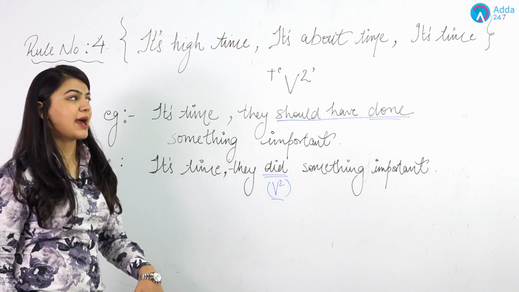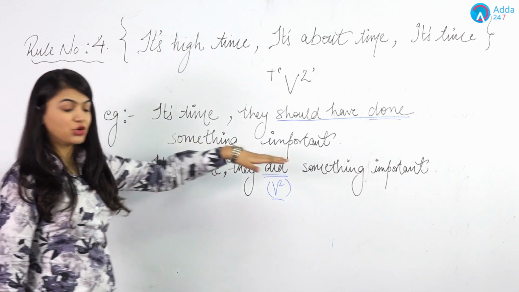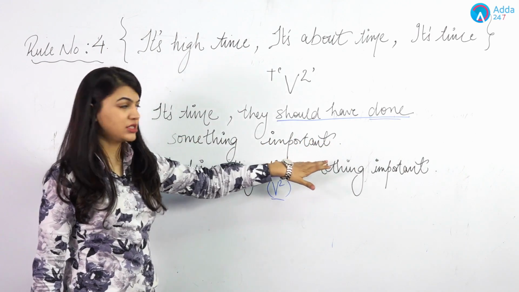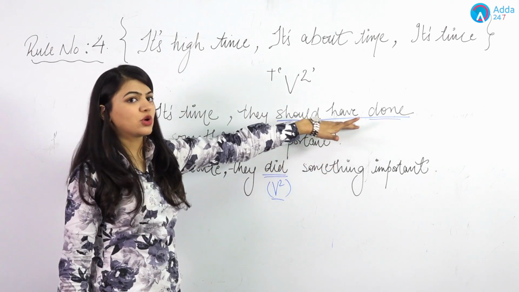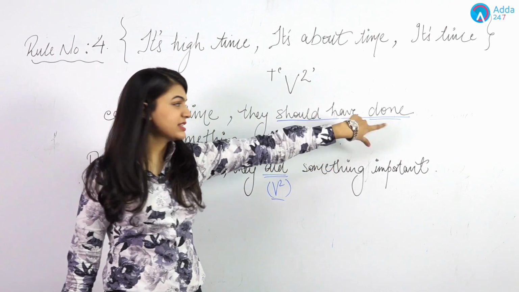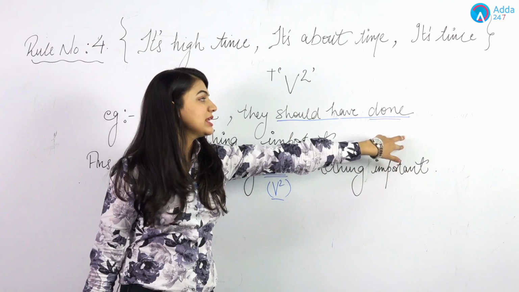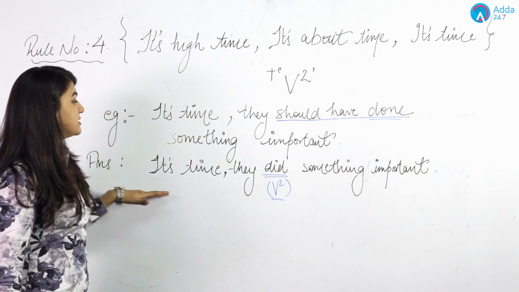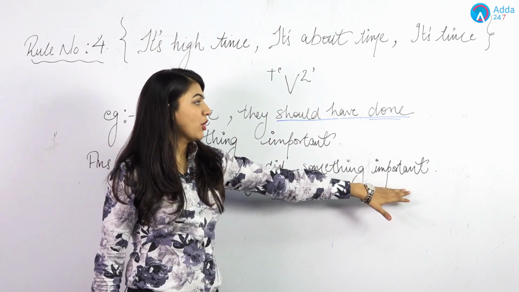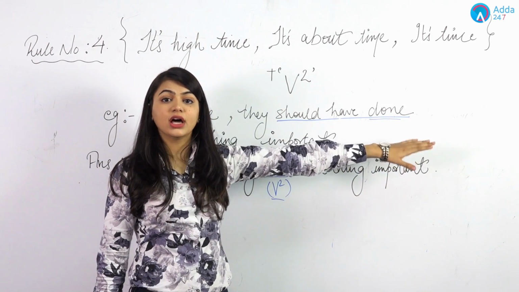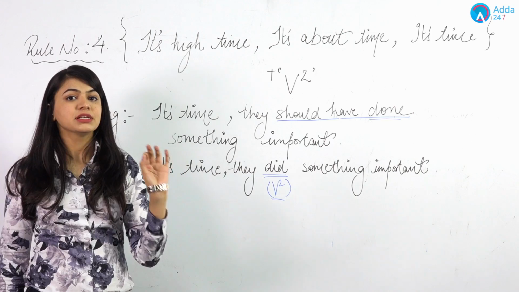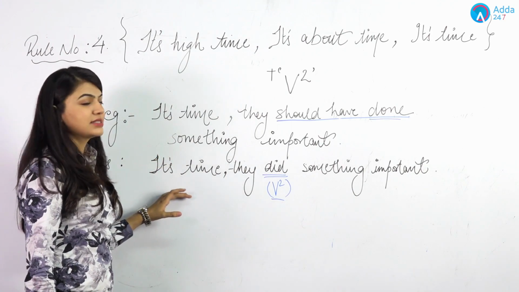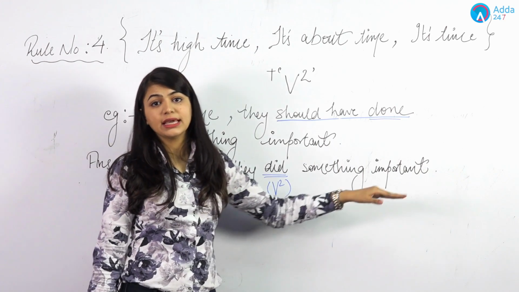Let's take one more example. It's time they should have done something important. Here we have three verbs. Should, have are the helping verbs and done is the main verb. We have to change it and the answer will be, it's time they did something important. Do, did, done. Did is the verb's second form. So the correct answer will be, it's time they did something important.